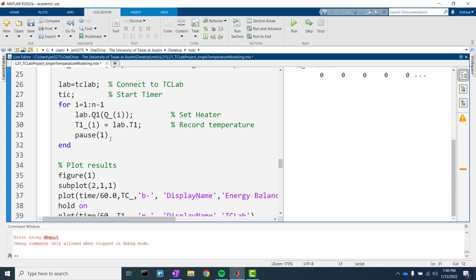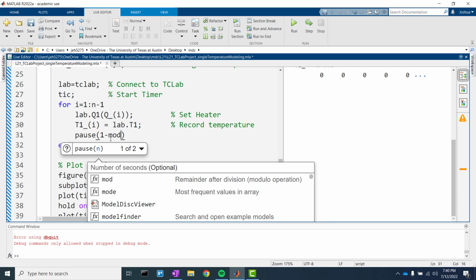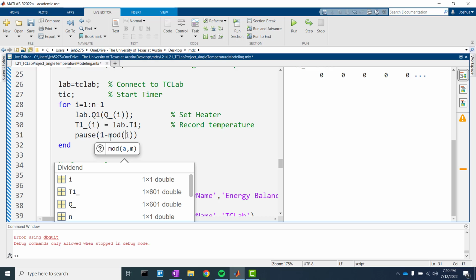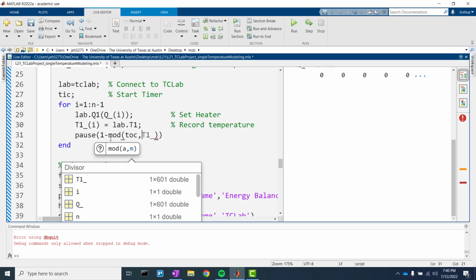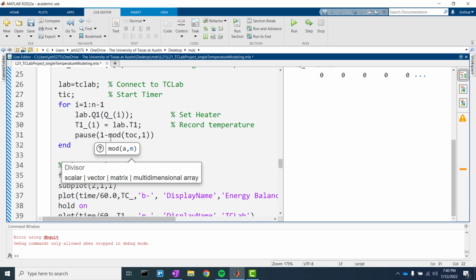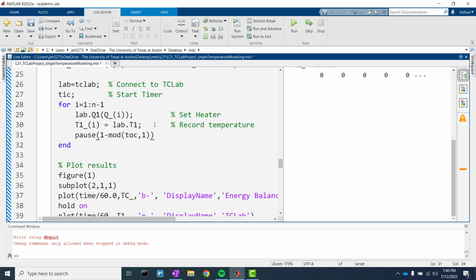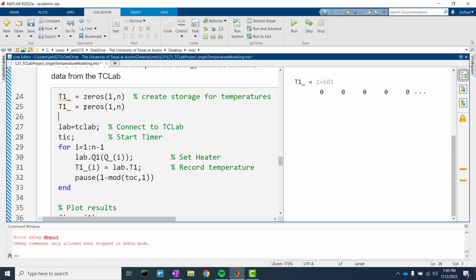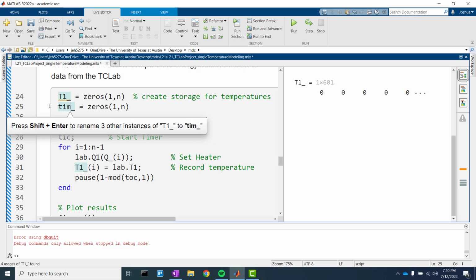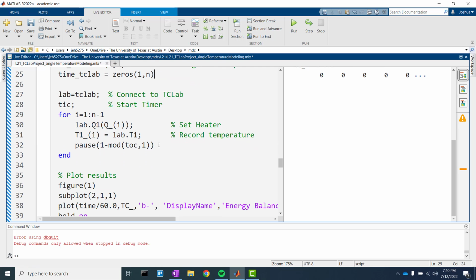We'll say pause for 1 minus, and then we're going to use mod, which is going to give us the remainder of the difference between tock, which is our current time, and 1. So the remainder will be some fraction of a second. 1 minus that fraction of a second should give us how much time until we hit 1 again. And then the final thing I'm going to do is create another array similar to this one. Control C, Control V. This is going to be time_TCLab, and it's going to be equal to zeros.